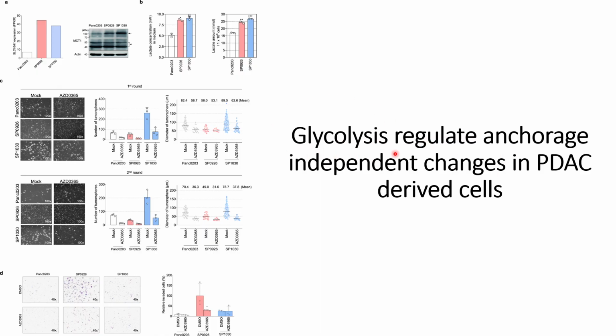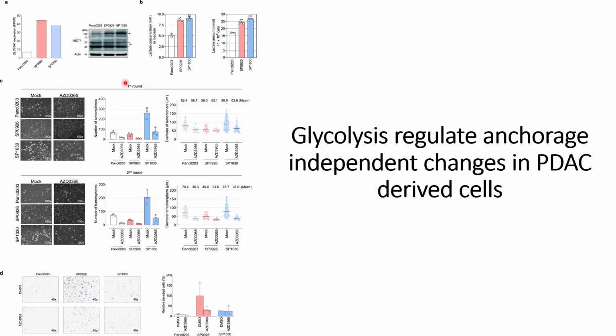How the authors came to the glycolysis pathway is that during the transcriptome analysis of the derived cell lines, that is SP0926 and SP1030 and the other derived cell lines, and comparing them with the mother pancreatic cancer cell lines, they found that a lot of metabolic pathways are upregulated. Since glycolysis also plays a role in these metabolic pathways, they hypothesized that glycolysis might be upregulated or dysregulated and play a role in the anchorage-independent characteristics shown in the PDAC-derived cells.